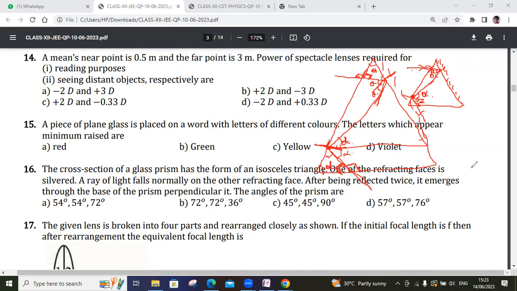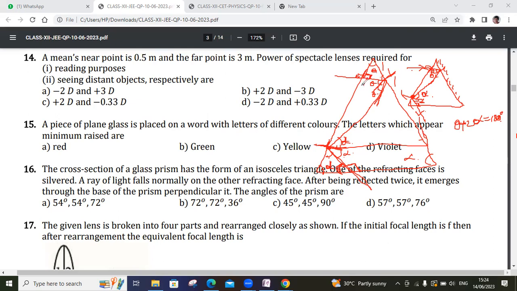And this is an isosceles triangle. So if this is alpha, this will also be alpha. So basically we have to find theta and alpha, the angles of the prism. So how to find? Now see what we can do. One equation we can get, that is theta plus 2 alpha is equal to 180. Right? Angles in the triangle.